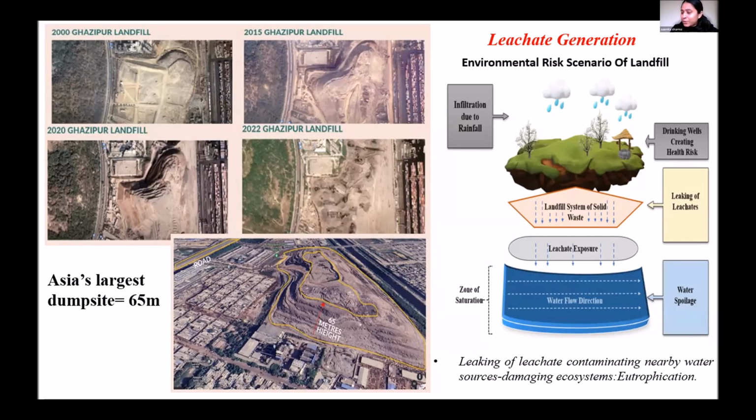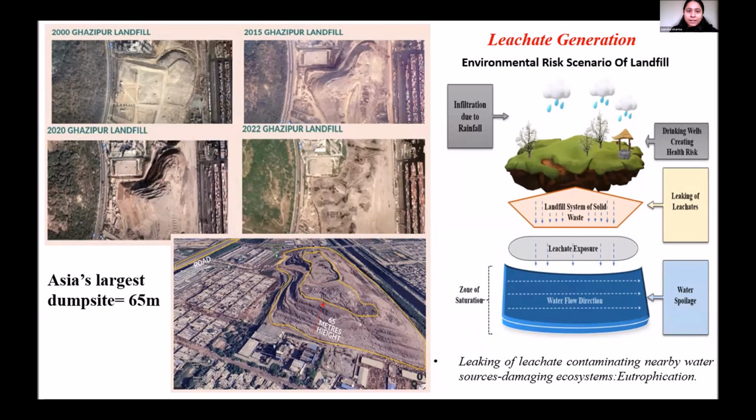So in addition to fire hazards, is the landfill controlled in and around? Like, is it sealed at the bottom? No, it is not. Partially, this is not a sanitary landfill, as per the reports that are being said.